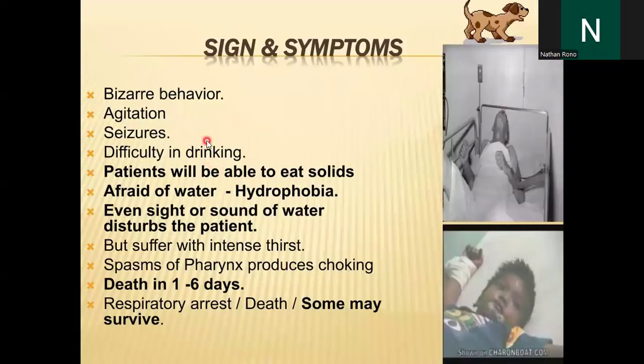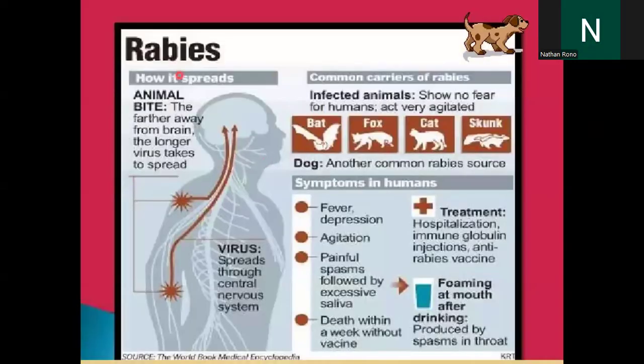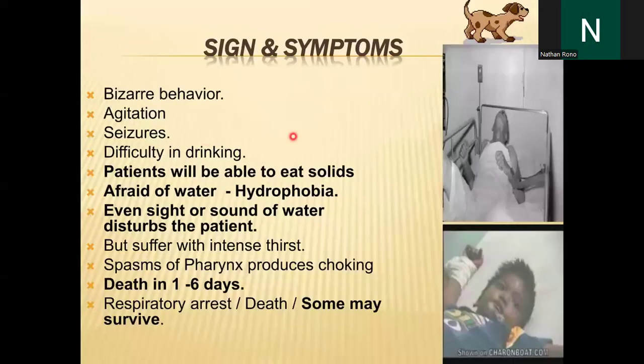Okay, so here are the signs and symptoms. Basically, this was a summary of everything. Infected animals show no fear for humans and act very agitated: bird, fox, cat, skunk, dog. So let's start with the bizarre behavior. They'll start throwing up their arms, they'll be very agitated, they act in a very bizarre way.